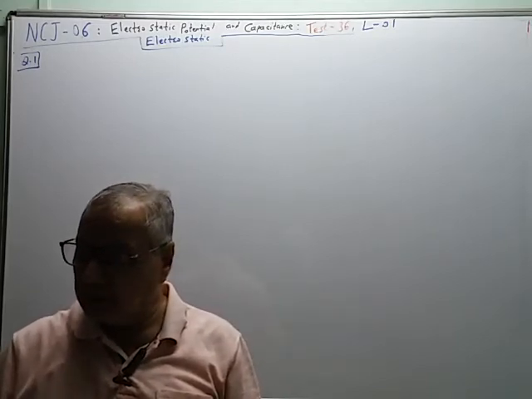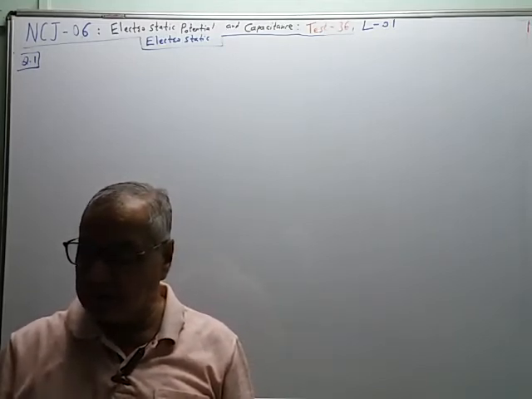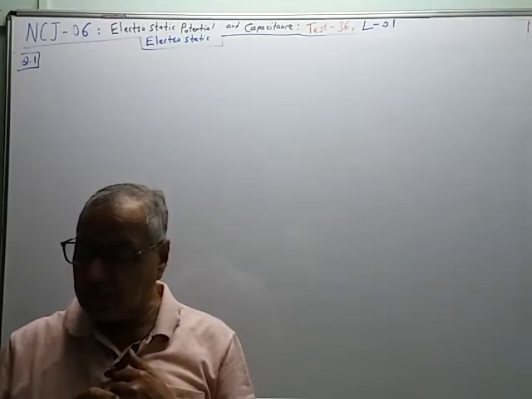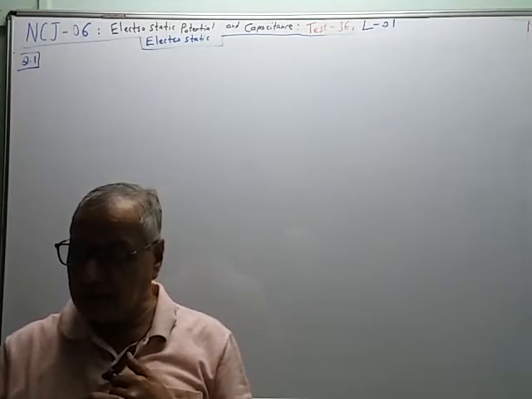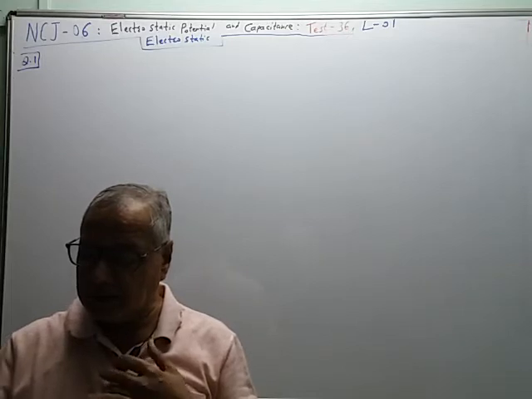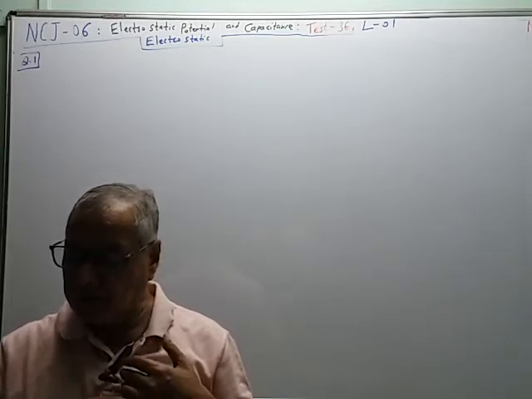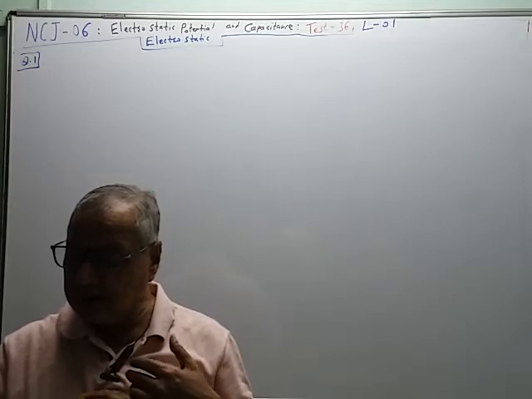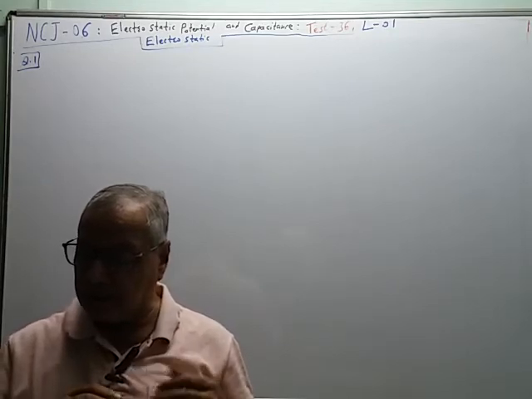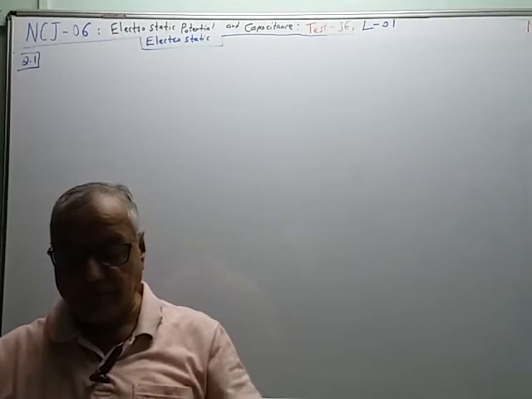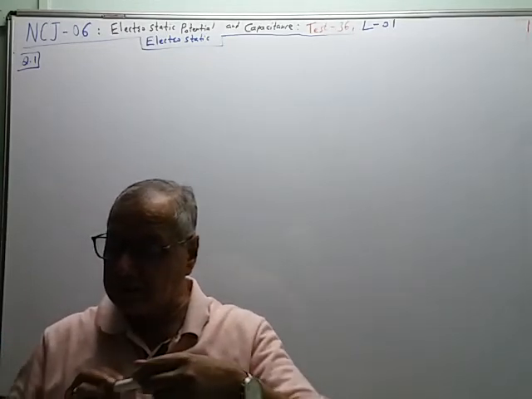So let us see this question number 1. The electric potential at the center of the metallic conducting sphere is 0, half of the potential at the surface, equal to the potential at the surface of the sphere, and so on. So correct answer is C. Why? We already know this reason.